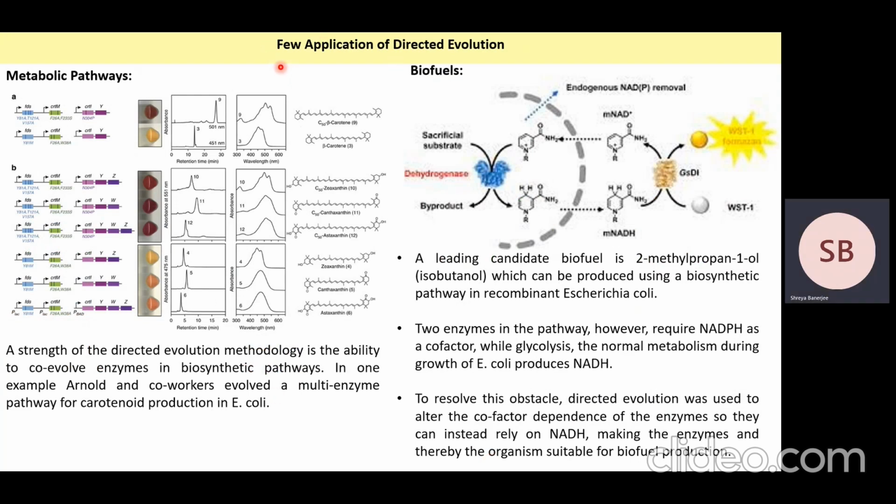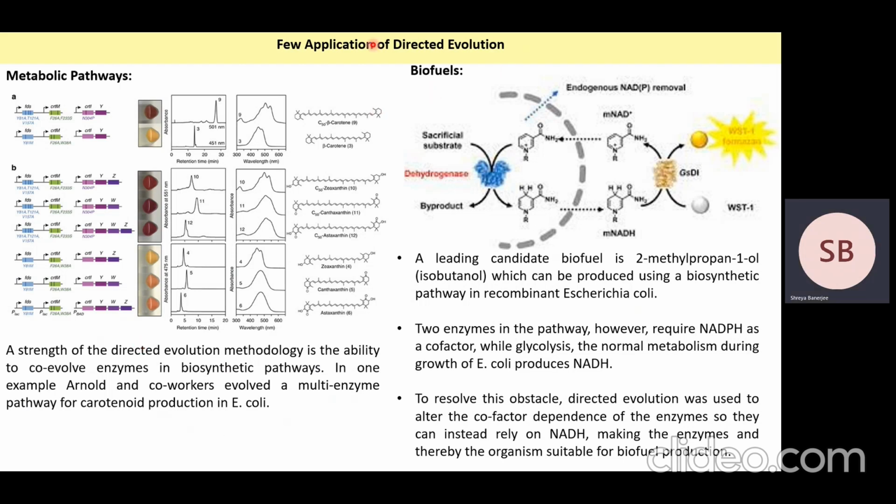A few applications of directed evolution are now discussed. A strength of directed evolution methodology is the ability to co-evolve enzymes in biosynthetic pathways. In one example, Arnold and co-workers evolved a multi-enzyme pathway for carotenoid production in E. coli. So what was basically done is that the initial enzyme pathway for the carotenoid production in E. coli was identified. And then using this directed evolution methodology, they evolved a pathway which can be catalyzed by multiple reactions. So the advantage of this is that the production scale can be increased a lot because multiple enzymes are now able to catalyze the carotenoid production, and it is not restricted to a single particular enzyme.